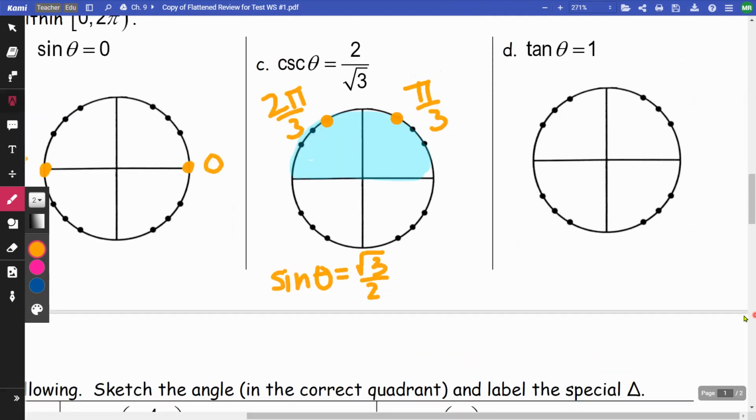Tangent, okay, tangent is positive in quadrant 1 and quadrant 3. And tangent is y over x. So I want my x and my y coordinates to be the same. That's going to be here and here at my pi fourths. So this is going to be pi fourths, and this is going to be 5 pi fourths.